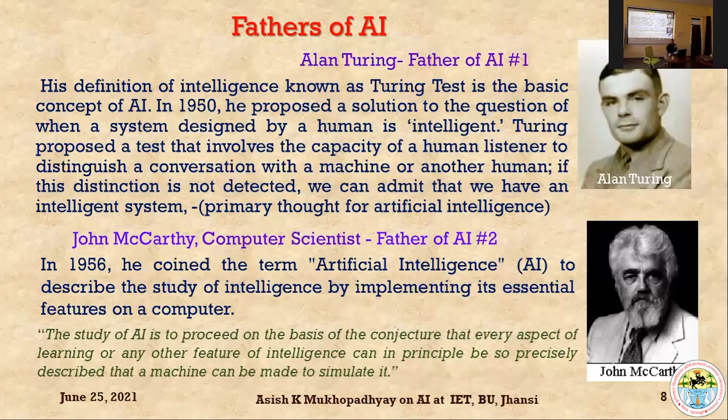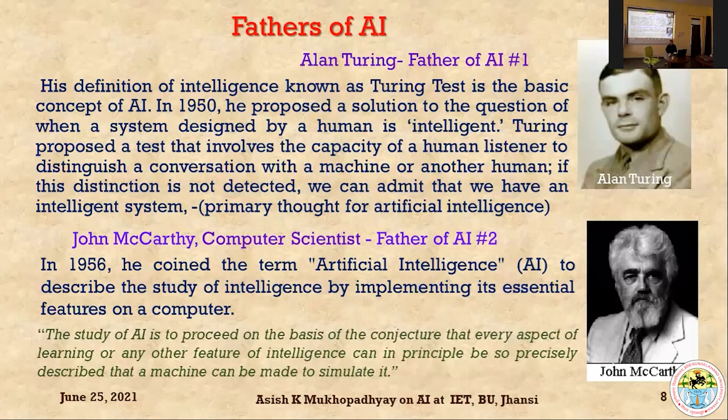The term artificial intelligence was coined by the second father, John McCarthy, in 1956. He had a lot of contribution in the initial stages. And he defined artificial intelligence, and his definition is there. I can read it out. You can also read. The study of AI is to proceed on the basis of the conjecture that every aspect of learning or any other feature of intelligence can in principle be so precisely described that a machine can be made to simulate it. It means the basis of conjecture.